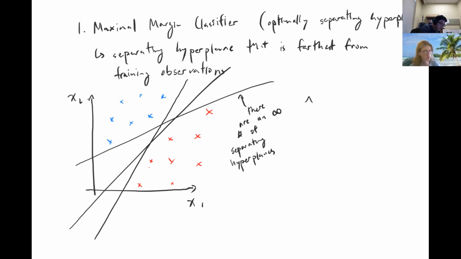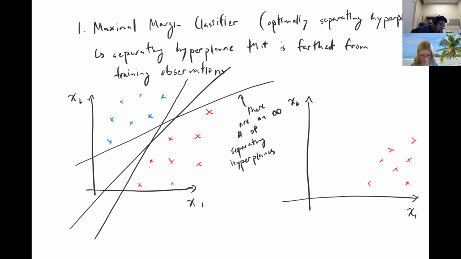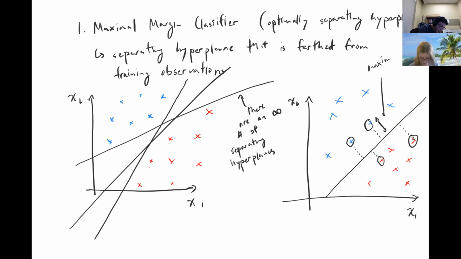And so the way we deal with this issue is I can figure out how to draw a line that will maximize the distance between all of the points. And this line is known as a support vector.